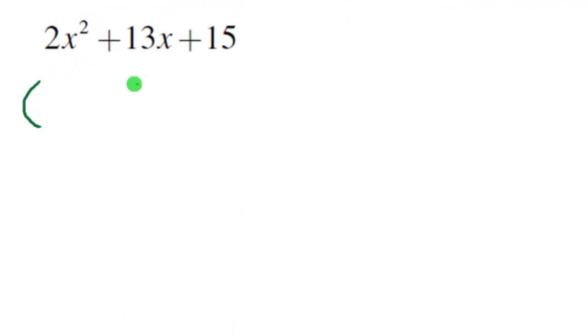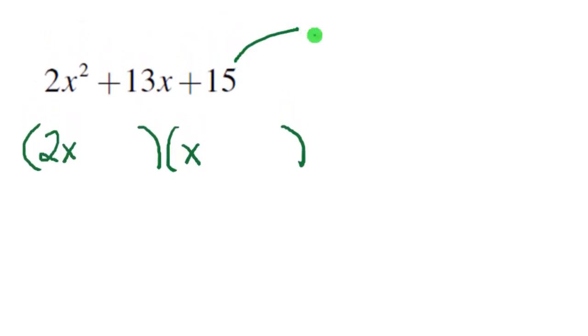All right, again, here are parentheses. 2x squared gets factored as 2x and x. That's good. And then here we have a 15, and again we have that 13 middle term. That's a coincidence. But how do we factor 15? Well, we have 15 and 1, and we have 5 and 3.